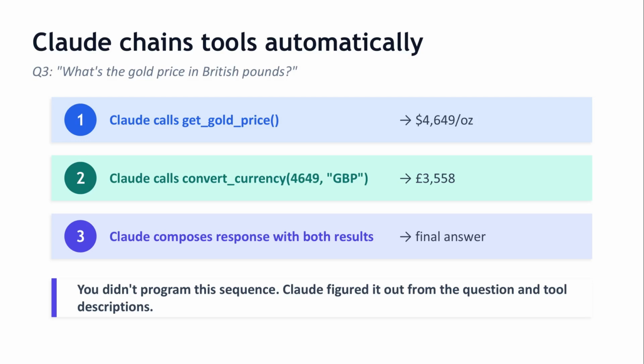The graph just provides the loop. After each tool call, go back to the agent. Let it decide if it needs another tool. Claude handles the strategy. Let's save and run it.